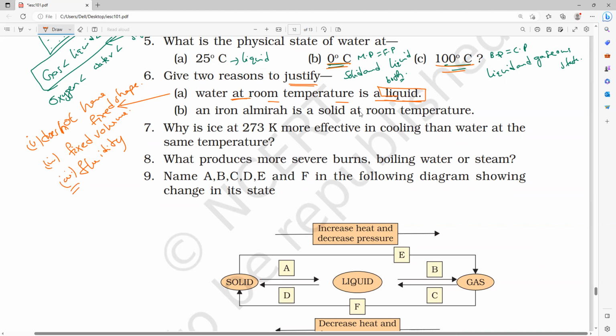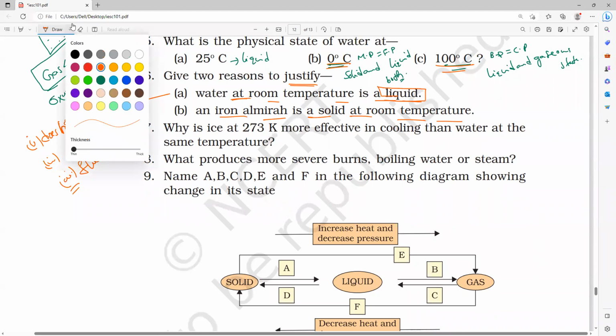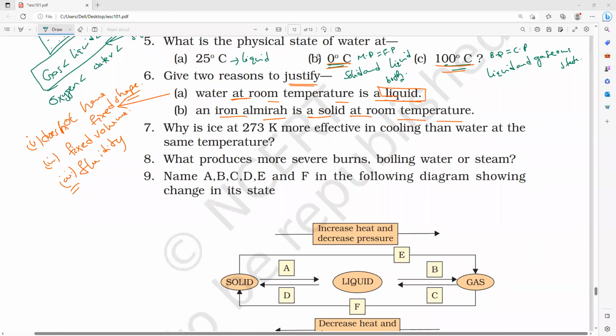That's all. Clear? Next. An iron almirah is a solid at room temperature. What is the first one, sir? It does not have a fixed shape. Correct? Yes, sir. Lingesh said it is not volatile. Very good, Lingesh. He said one more point: it is not highly volatile. Very good. Of course, a liquid is volatile, but it's not highly volatile. We can say that also.